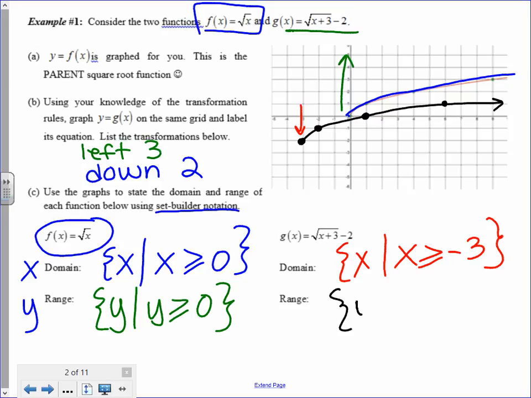We do our curly brackets. Now what's my lowest y value? -2, and all the y's are bigger. So I'm going to write y is greater than or equal to -2.